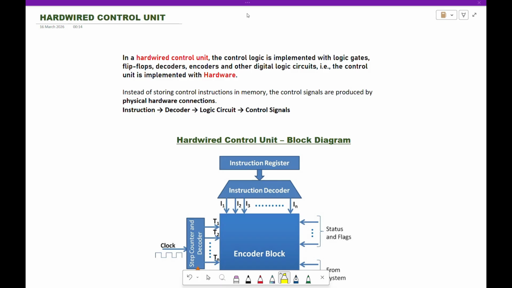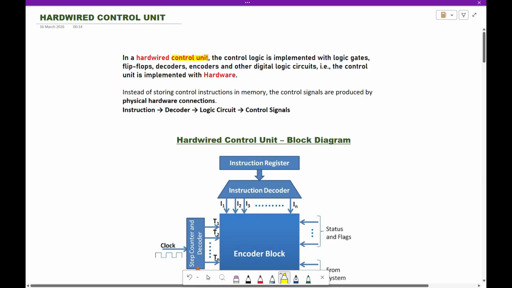Today in this video we are talking about hardware control unit. Hardware control unit is a very important topic of computer organization and architecture. Before starting hardware control unit, we first talk about what is control unit.